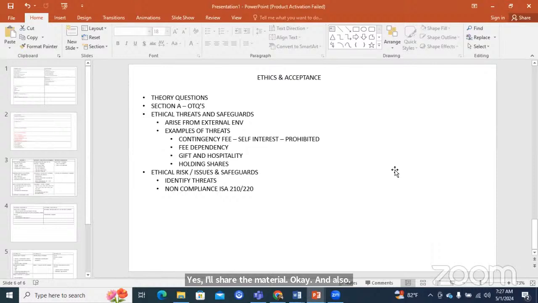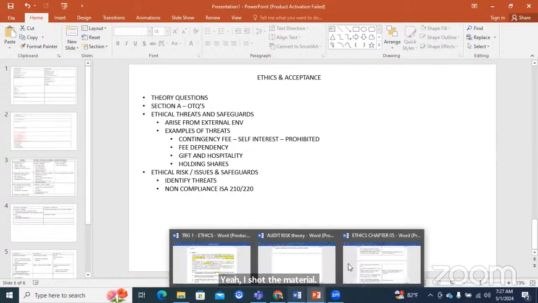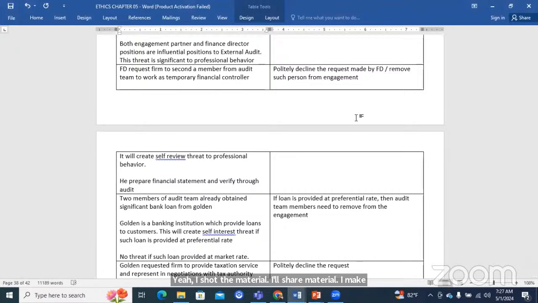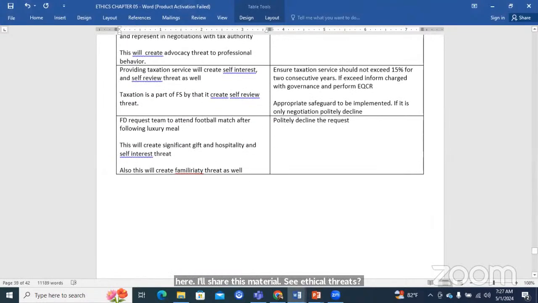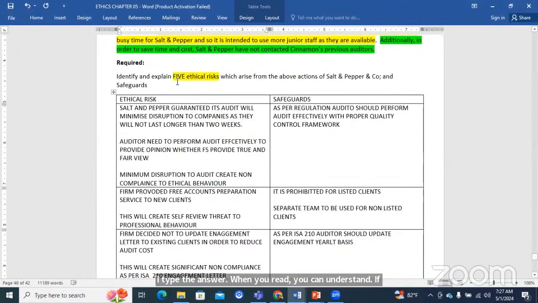Sir, can you do a section B question? Yeah, I'll share the material. I'll make it very simple, Amina. I'll show you. See here, section B, all possible questions I covered here. I'll share this material. See, ethical threats, I typed the answer. When you read, you can understand. If not, let me know. Okay. Ethical risk, I gave. For that also, I gave answers.